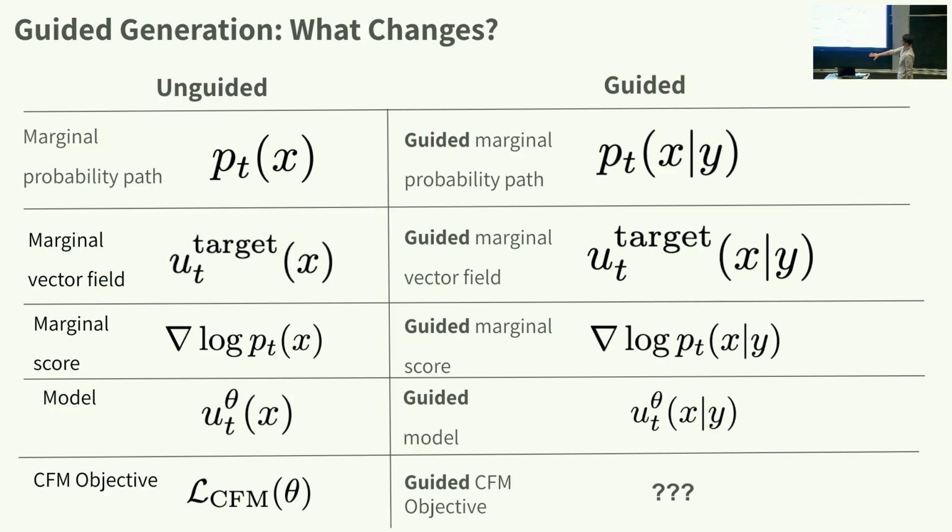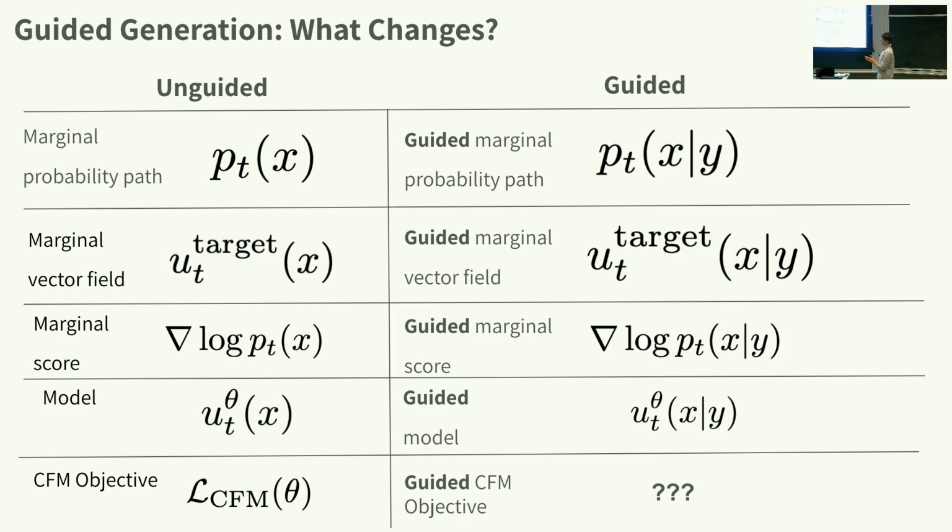So how does our notation change? On the left side here, we have the unguided terminology that we have been working with so far. And on the right, we have the guided notation here. So essentially, you can obtain the right side by prepending the left side with the word guided. And this takes the form notationally of using this conditioned on y terminology. And again, I just want to stress that formally, guiding is just conditioning on y. Right, so our marginal probability path becomes a guided marginal probability path. And similarly, our vector field becomes this guided marginal vector field. And we can define the guided marginal score, the guided model, in the same way.